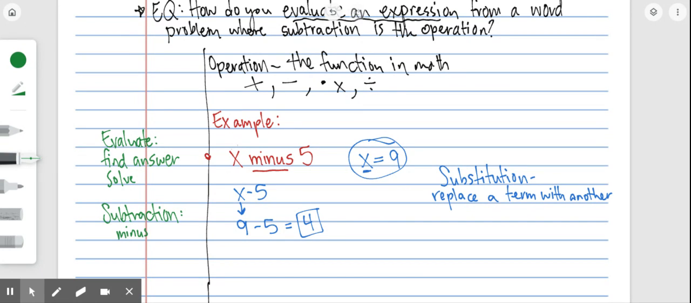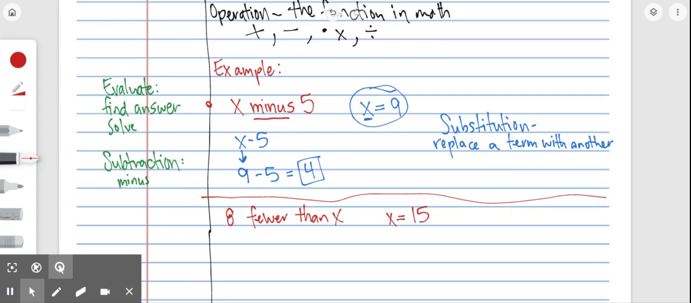All right, so I'm going to pause this, and I'm going to write my second story problem. So this problem is 8 fewer than x when x equals 15. A few things to note: I've got these words, fewer than. So over here where I have subtraction, fewer than also means to subtract. So we're going to add that over here.